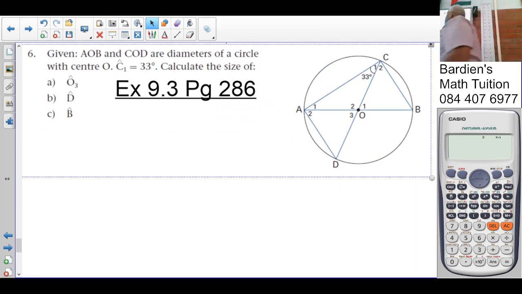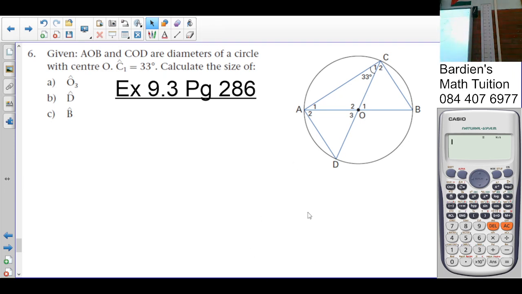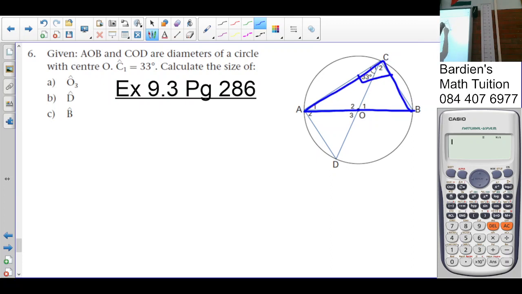Right, here we go. This is exercise 9.3 on page 286. Given that AOB and COD, so AOB and COD are your diameters. So if AOB is your diameter, then that angle is 90 degrees. Okay? And if COD is the diameter, then this angle is 90 degrees. Not so?